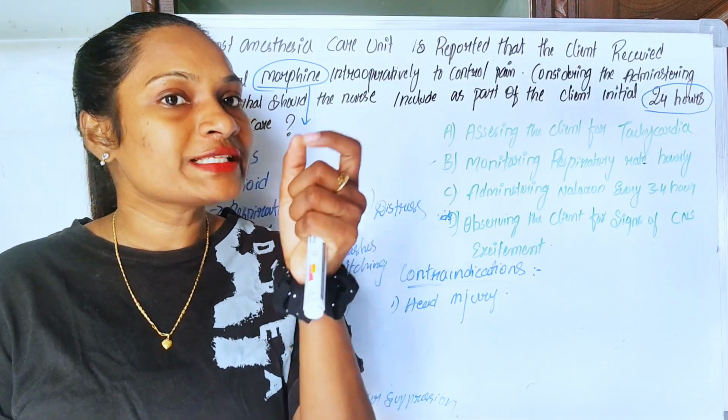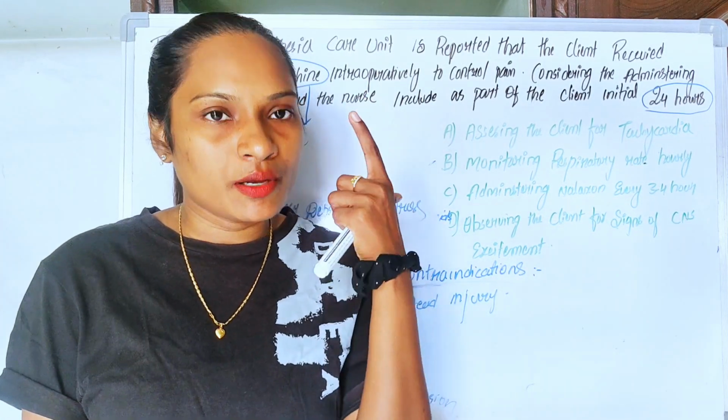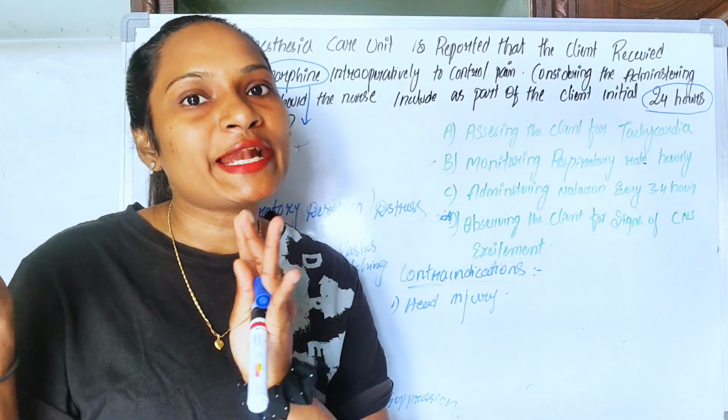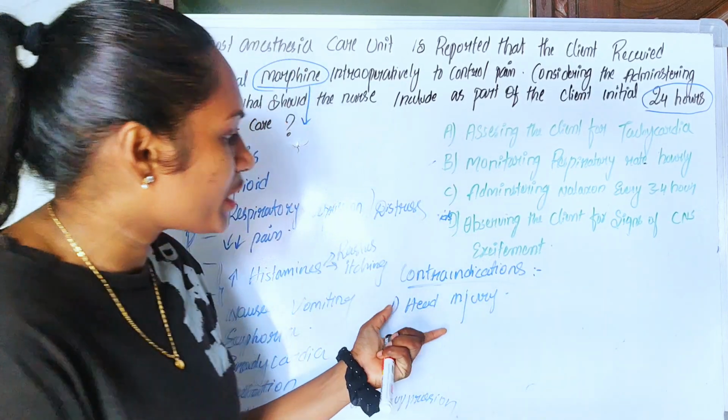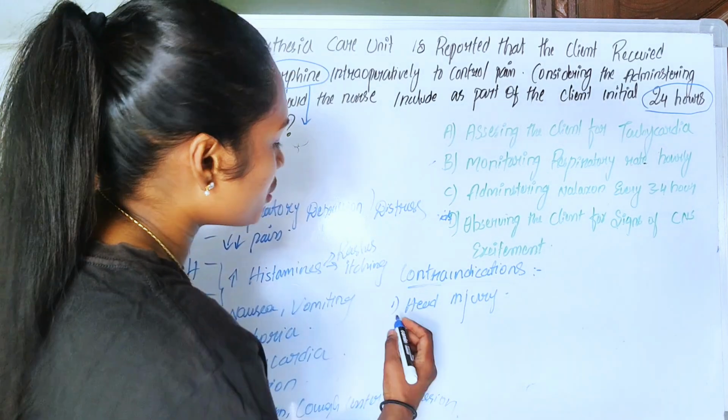Morphine's side effect is miosis, so it will constrict the pupil. Because of that, we can't identify the condition of a head injury. That's why we are not supposed to give it in a head injury condition.